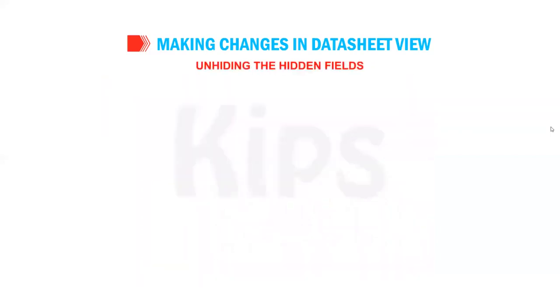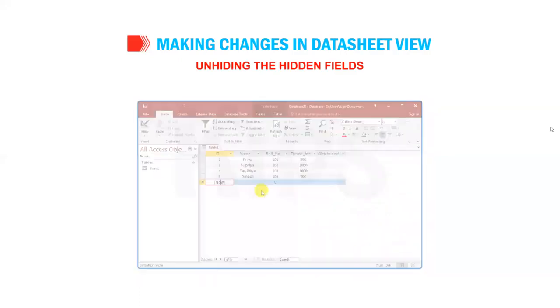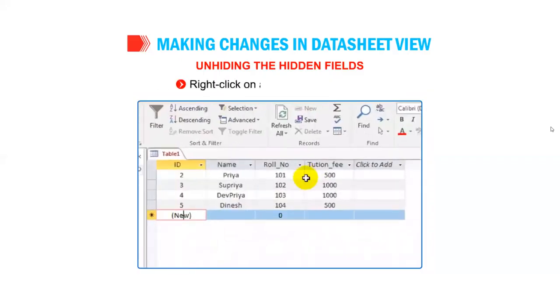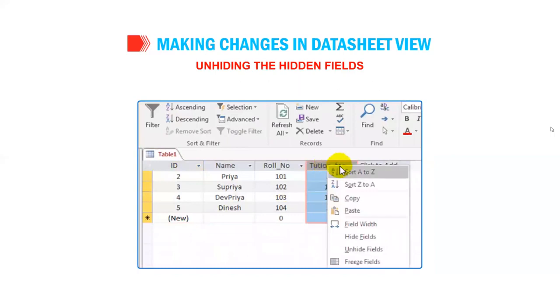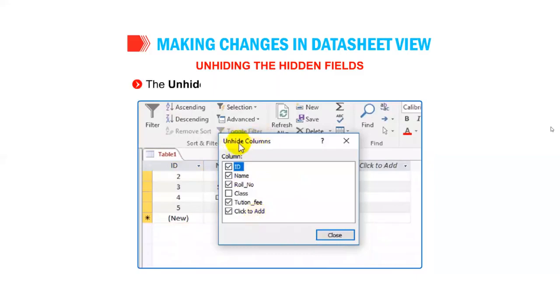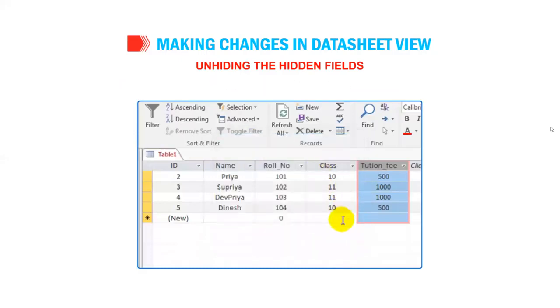Unhiding the hidden fields. The fields which you have hidden earlier can be brought back to the table. Follow the steps given below to unhide the fields. Right-click on any of the field headings. Select the Unhide Fields option from the context menu. The Unhide Columns dialog box appears on the screen. It shows the names of all the fields present in the table. Select the checkbox next to each field that you wish to display. Click on the Close button. You will observe that the selected fields have appeared in the table.